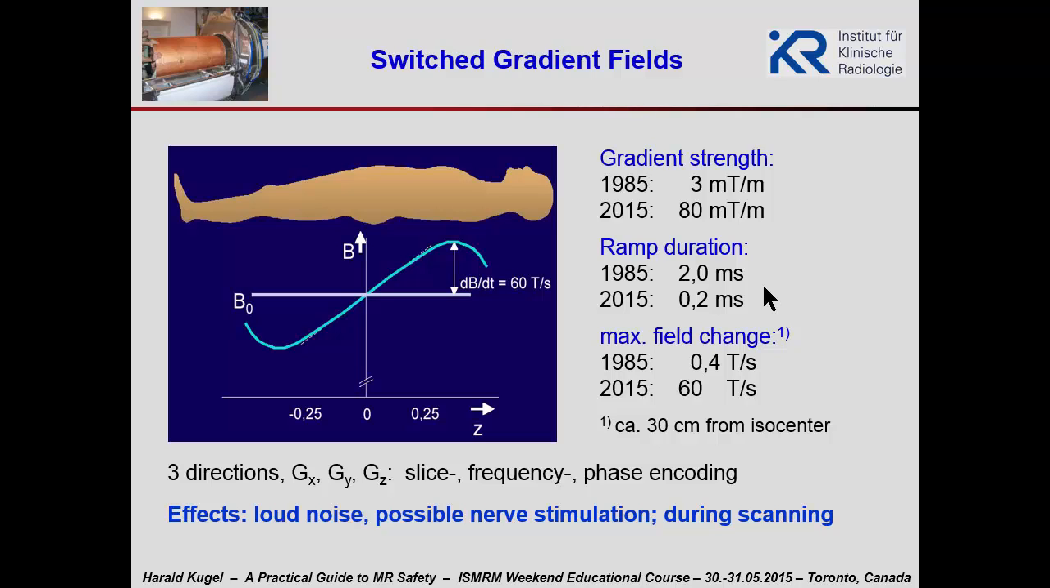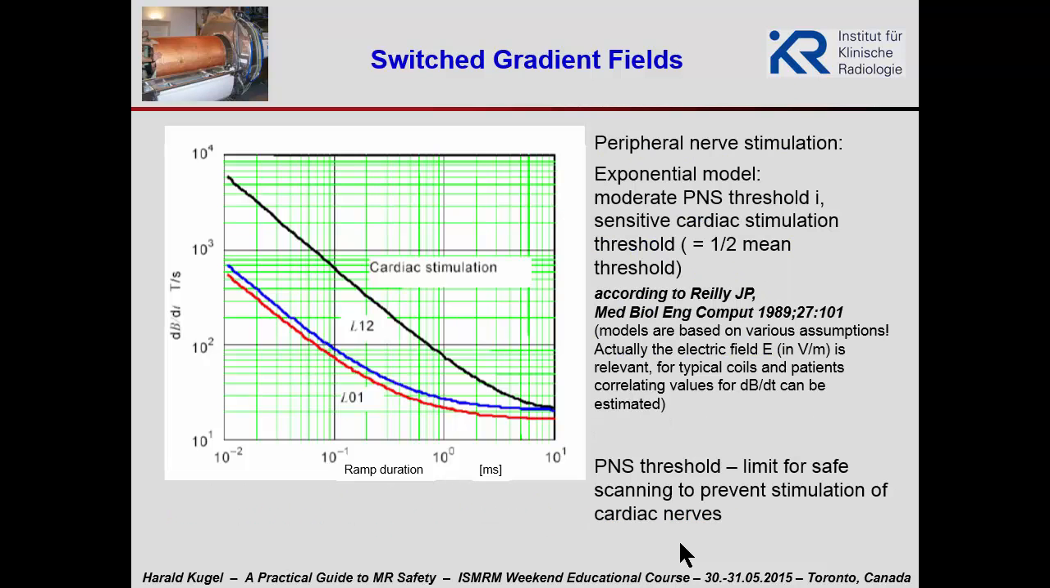We have a unidirectional induction of currents in the order of, let's say, milliseconds or tenths of milliseconds. And this is long enough to be considered by a nerve as a true nerve signal. So we have nerve stimulation by induction of currents due to the switched gradient fields.